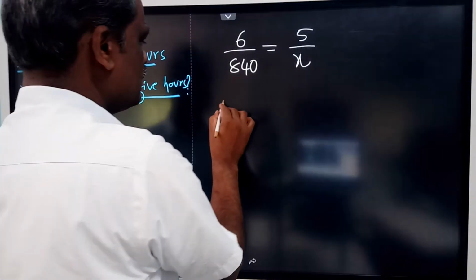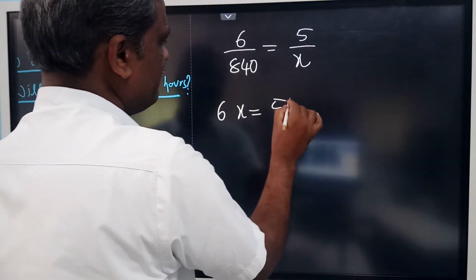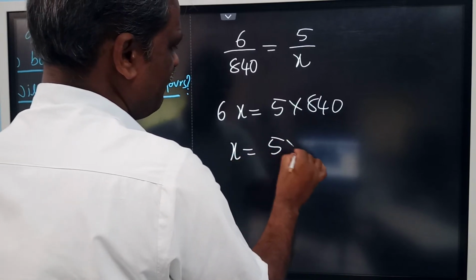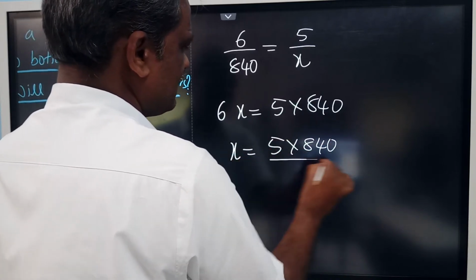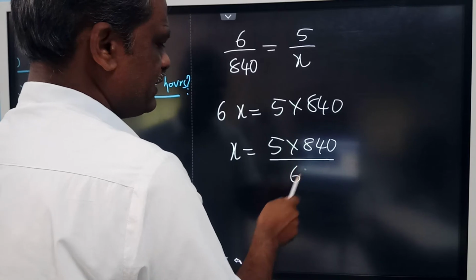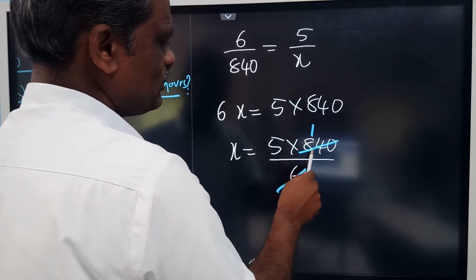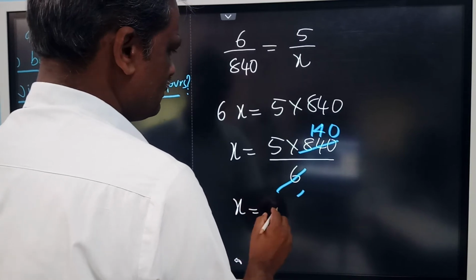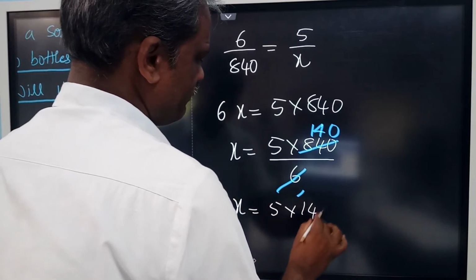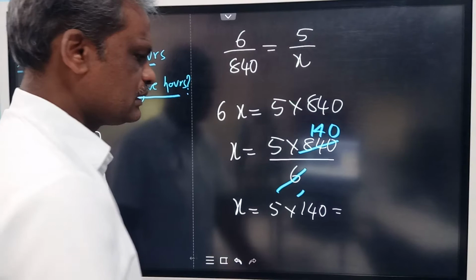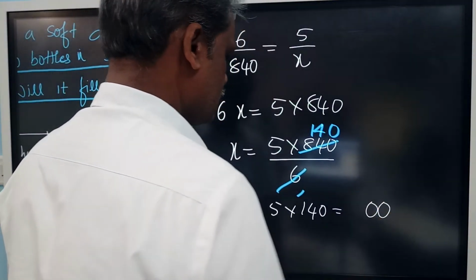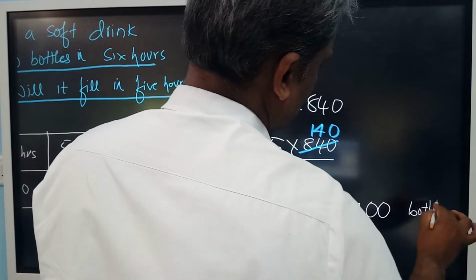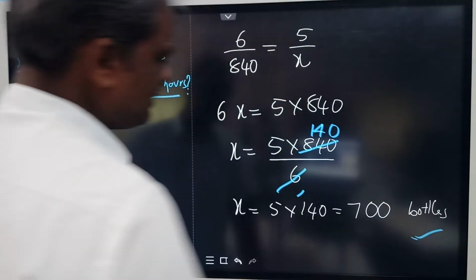Cross multiply now. 6x is equal to 5 into 840. x is equal to 5 into 840 divided by 6. So now you can divide: 6 ones are 6, 6 fours are 24. So x is equal to 5 into 140, which is 700 bottles. It fills 700 bottles in 5 hours.